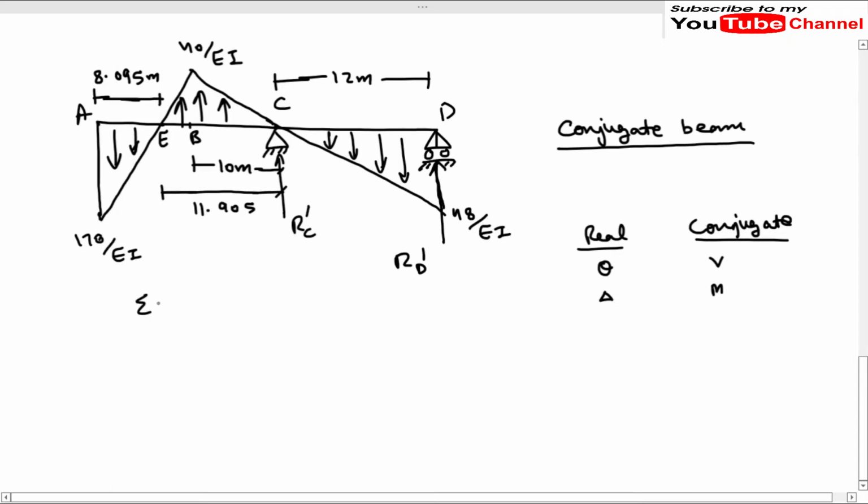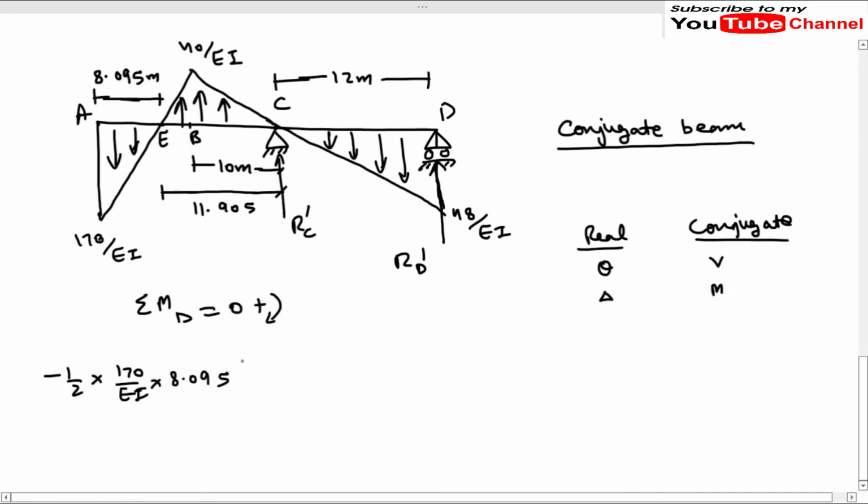Now we will take the summation of moments about D is equal to 0. Okay, we will take clockwise direction as positive. So first of all, we will have the moment due to this triangular loading in the portion AE. So the moment will be minus 1 by 2 times 170 divided by EI into the base 8.095 meters.